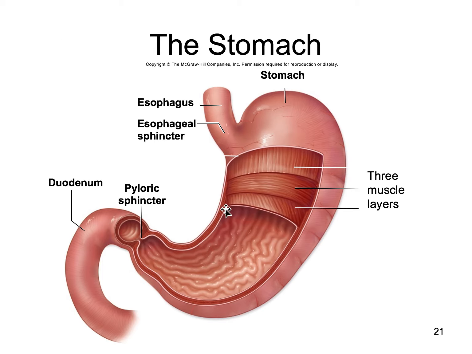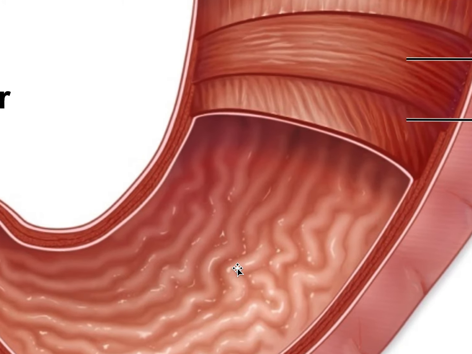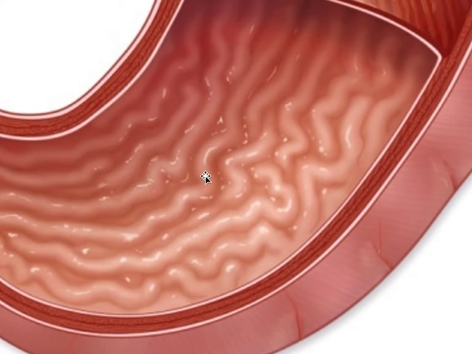Here's a picture of the stomach, top to bottom. Here's the esophagus, so up here somewhere would be the mouth. Here's the esophageal sphincter, where the food is allowed to enter the stomach, if the hole is big enough. And then in your stomach, here, zoom in, is what the actual inside of your stomach looks like.